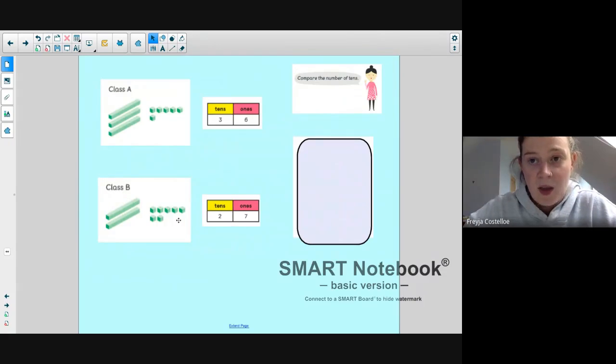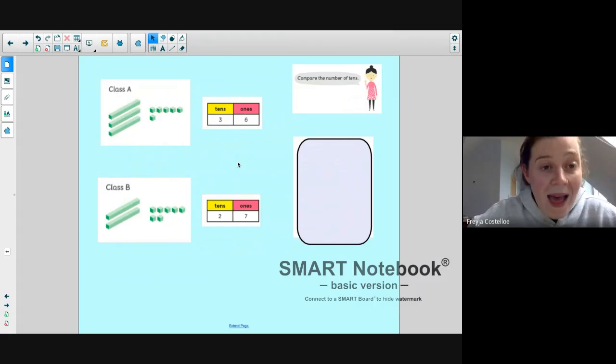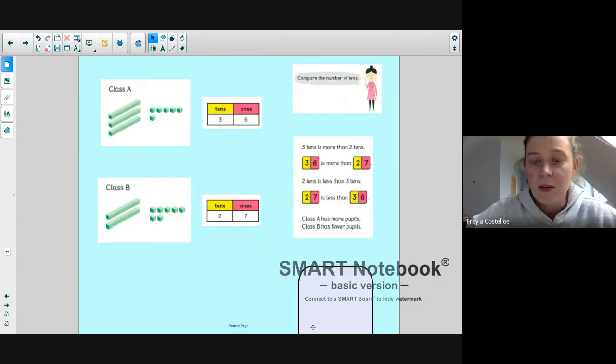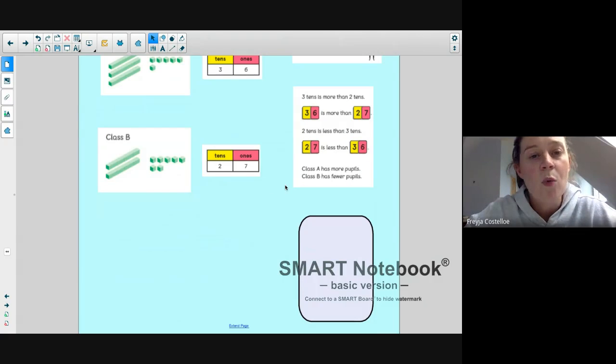So let's have a look here. Our friend up here is telling us to compare the number of tens. Good, because that's what I've just said as well. So let's look here. Class A has got how many tens here? 36. Class B has got 27. 3 tens is more than 2 tens. Good, that's what we've said, isn't it? 36 is more than 27. Good, well done, we've got that one right as well.